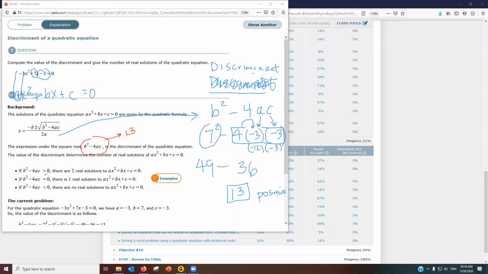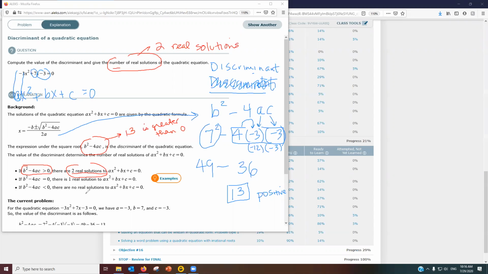Now I come here. It says if that answer is greater than 0, that means there are 2 real solutions. So our number is greater than 0, so our conclusion is there's going to be 2 real solutions. So when they ask us, what's the number of real solutions? The answer is 2 real solutions.